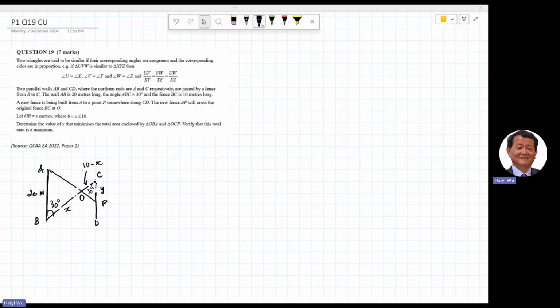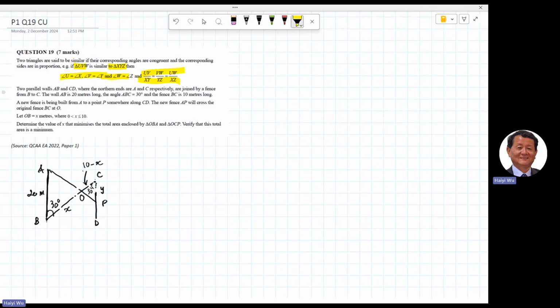So this is the theory of similar triangles. If two triangles are similar, their corresponding angles should be equal, and then the corresponding sides should be in proportion, so the ratios are the same.